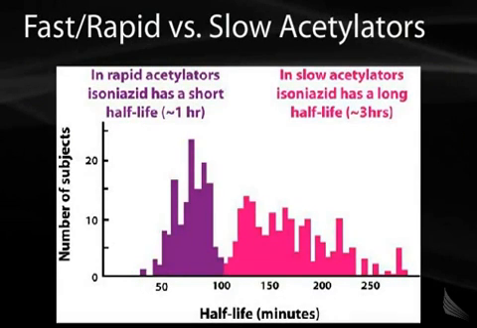This is a distribution curve that shows a certain population. And it shows in the purple on the left, these would be the rapid acetylators or fast acetylators. And on the right, you have the slow acetylators. And a drug like isoniazid, which relies on acetylation for its breakdown, will last a long time in slow acetylators as compared to rapid acetylators.